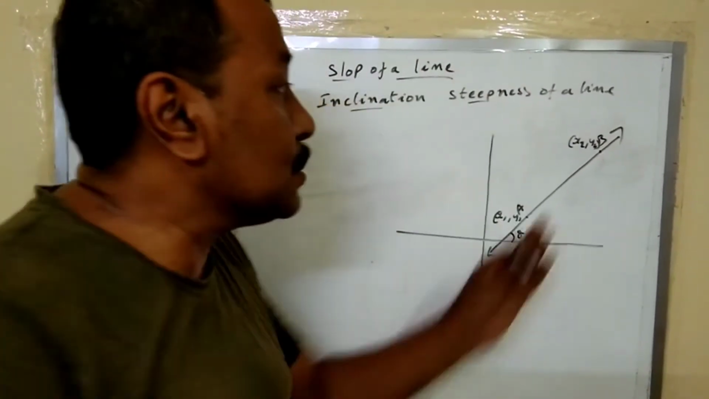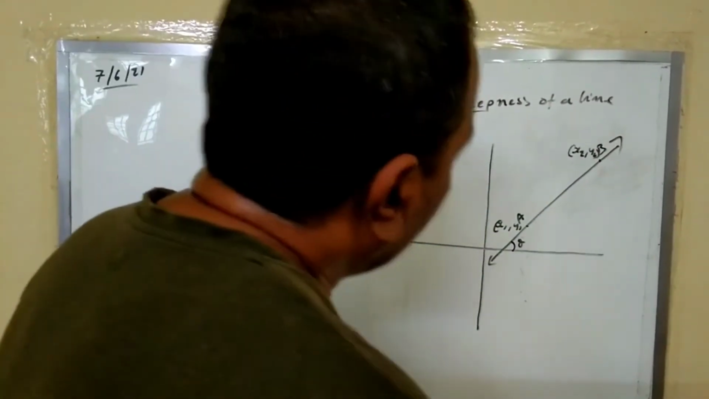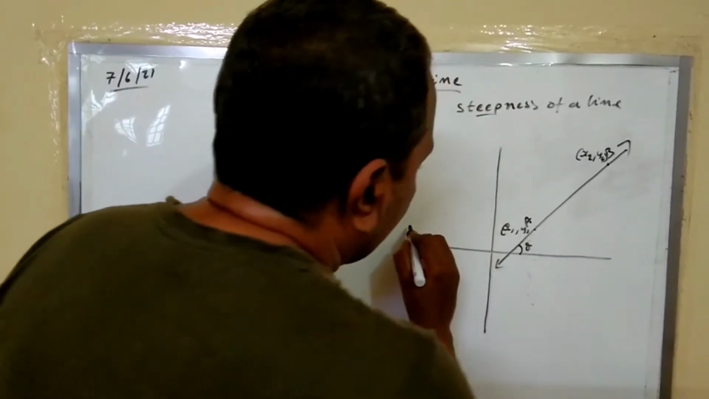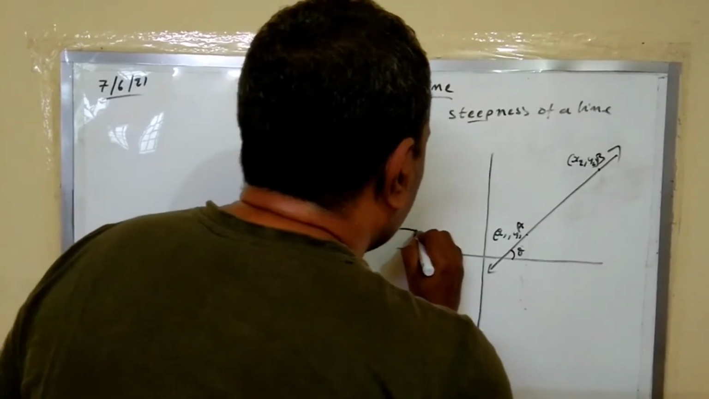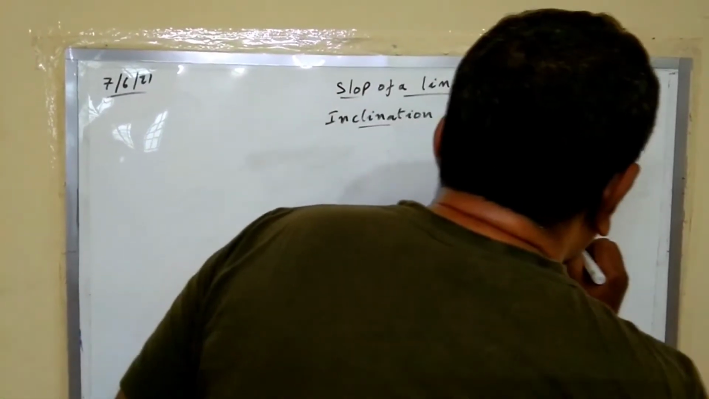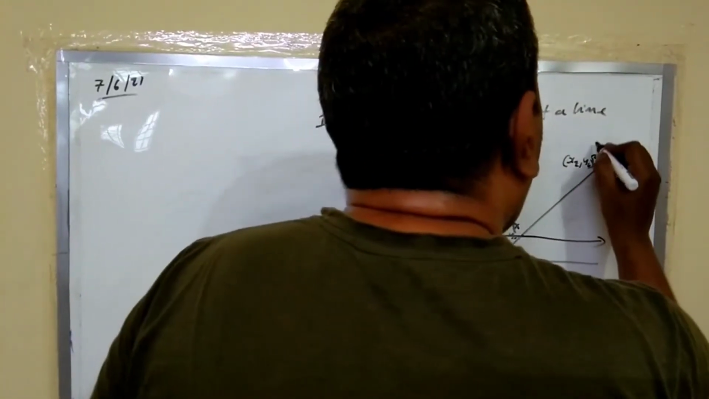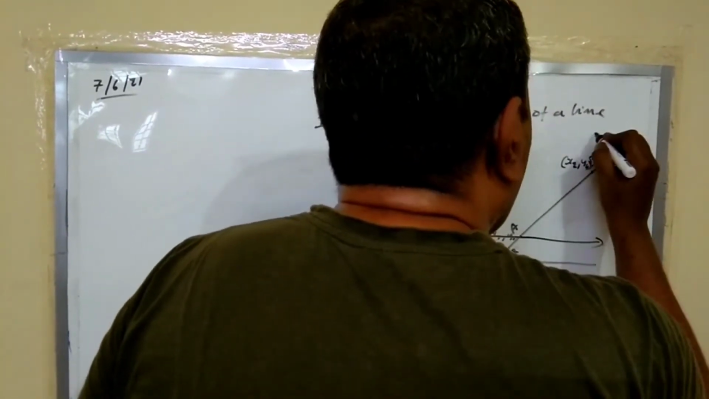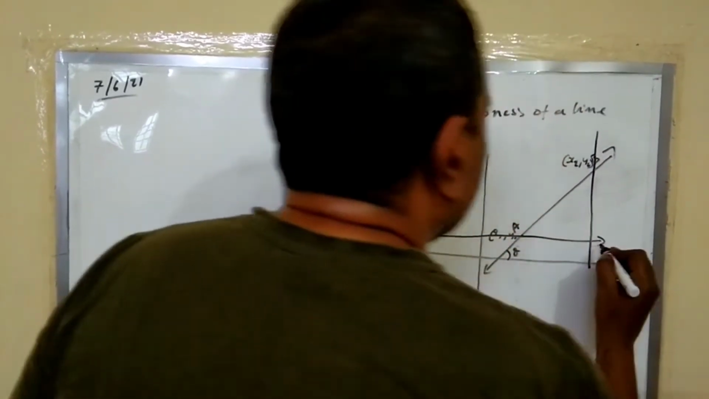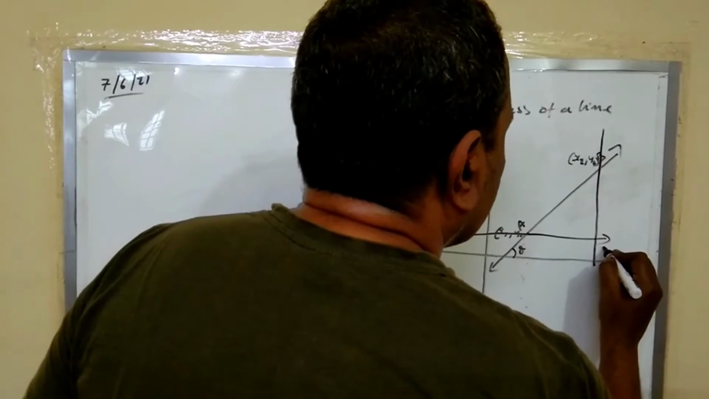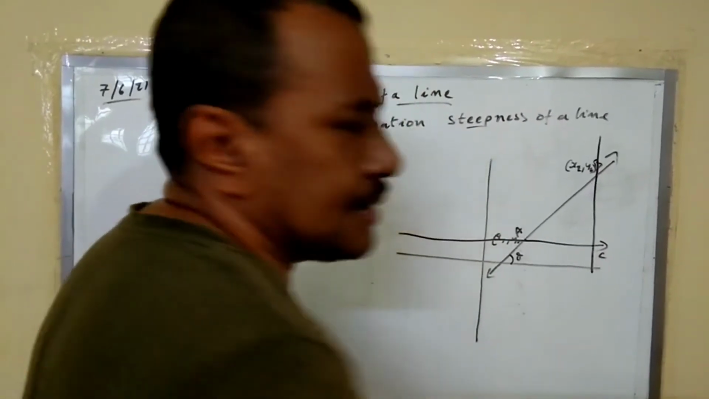Now how to find the slope of this line? For that, we need to draw a line parallel to the x-axis passing through A. So I am drawing a line here like this, passing through the point A and parallel to the x-axis. And we need to draw another line parallel to the y-axis passing through point B. Here we take this point of intersection as some C. You can take any point; I am taking it as C.